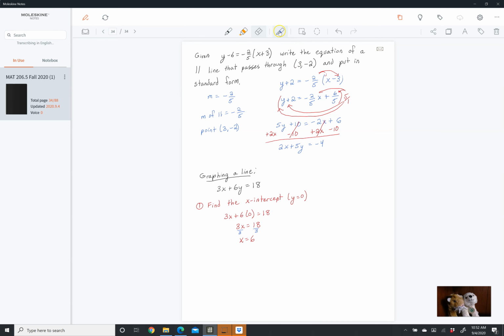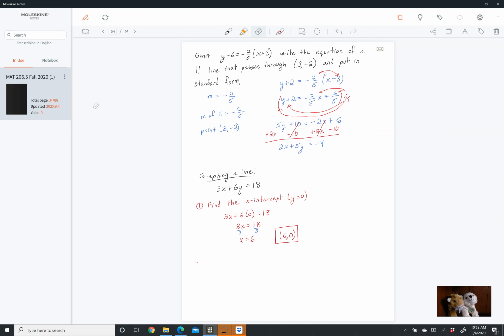So when we have an x value of 6, what that means is, and this is really important, your x-intercept is a point. So don't write x equals 6 as your final answer. Your final answer is (6, 0), okay? And this is the most common pitfall because people forget that this actually gives you a whole point. It gives you an x and a y value, okay?